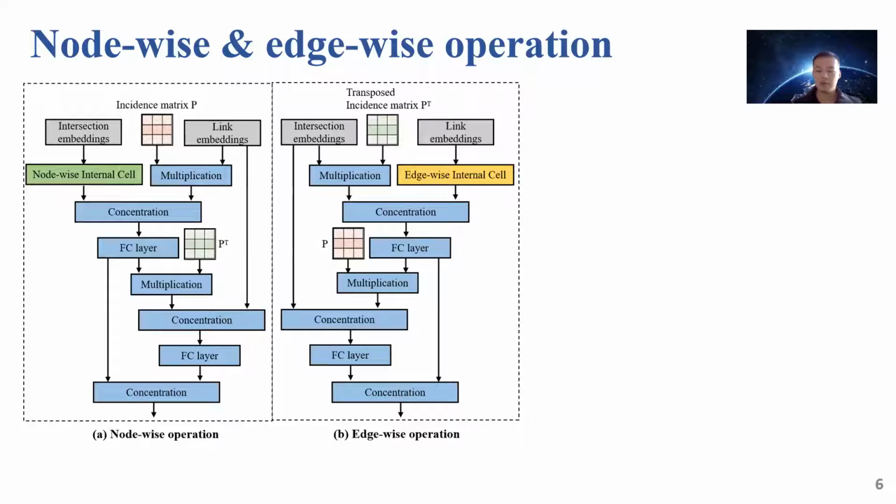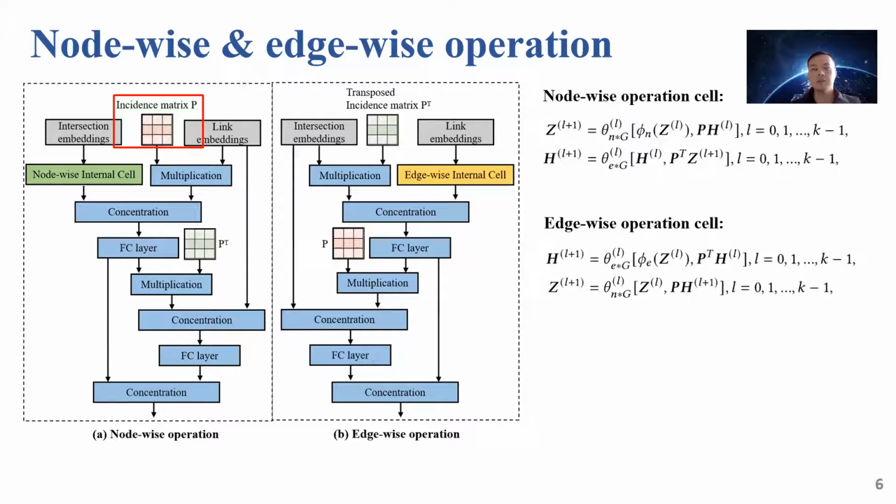Next, let's see the detailed structure in node-wise operation and edge-wise operation. In these two operations, we adopt the incidence matrix to achieve the transformation between the representations of the edge-wise and node-wise graph. The computation process is shown in these equations.